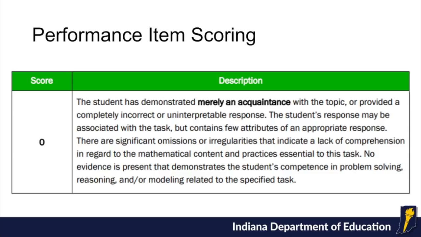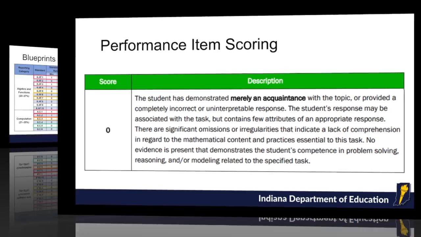Rubrics will contain more specific details on a per-item basis, including not penalizing computational errors early in the performance task, later on dependent items. For more examples of scoring student responses to this item, please see the performance task demonstration video posted on the IDOE website.